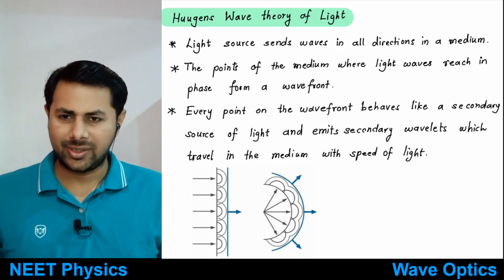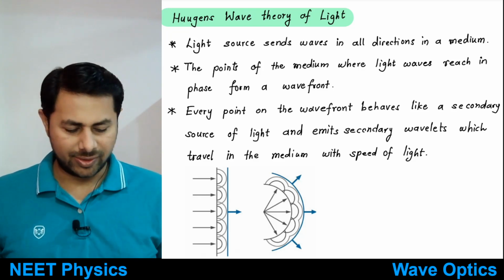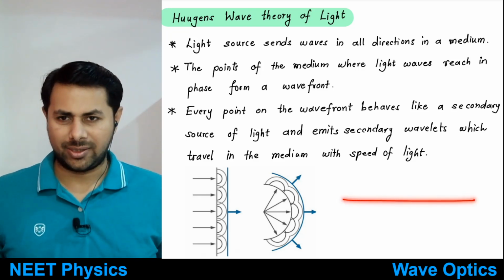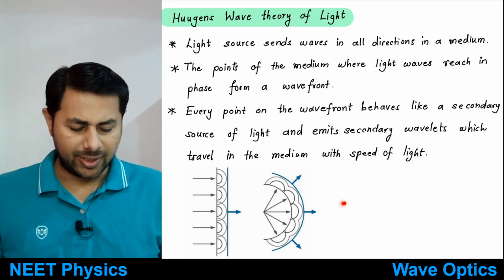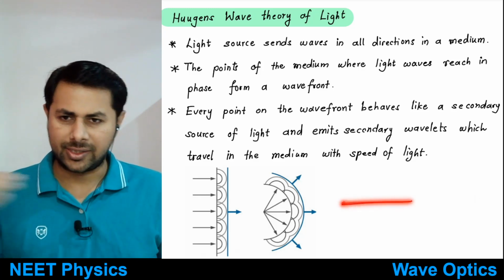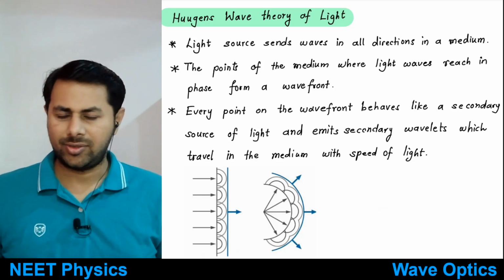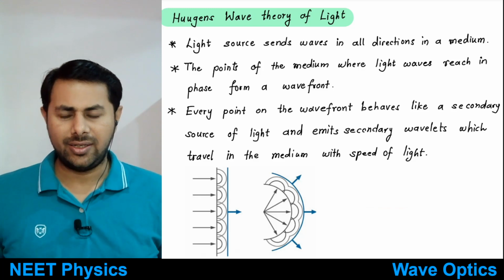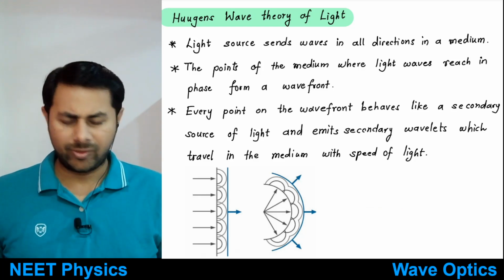Newton gave us the corpuscular theory of light. It could explain certain phenomena like rectilinear propagation of light. Corpuscle means particle. Just like particles travel in a straight line, light also travels in a straight line. Newton's theory could explain that. Then he explained reflection and refraction of light, etc. So certain phenomena he could explain.